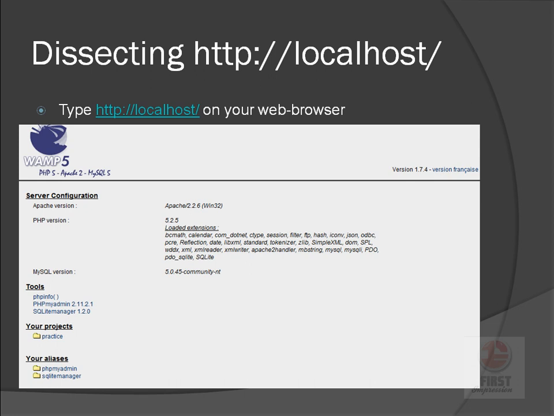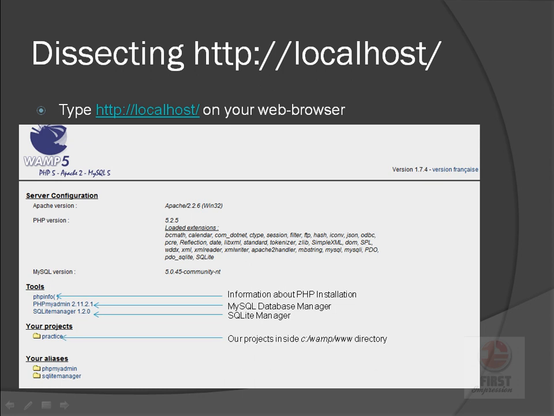Then we have some tools over here. These tools are PHP info, which contains the information about the PHP installation. Then we have phpMyAdmin, which is the MySQL database manager. Then you have SQLite manager. This is a very small implementation of SQLite for PHP. You can also have a look at that. Then you have our projects, that is, all the projects inside the C drive/wamp/www folder will be displayed over here.